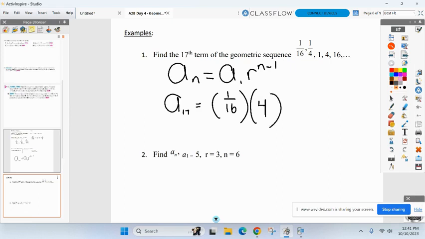And now I raise it to, what's my n? 17, whatever you plugged in for the subscript there. 17 minus 1. And again, I always like to just put it in one step. Okay, put it in one step.